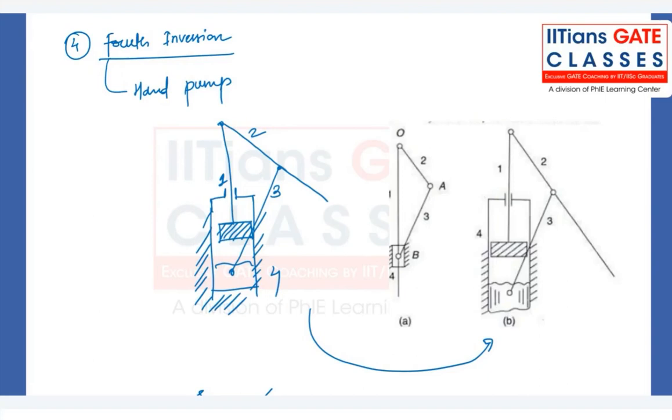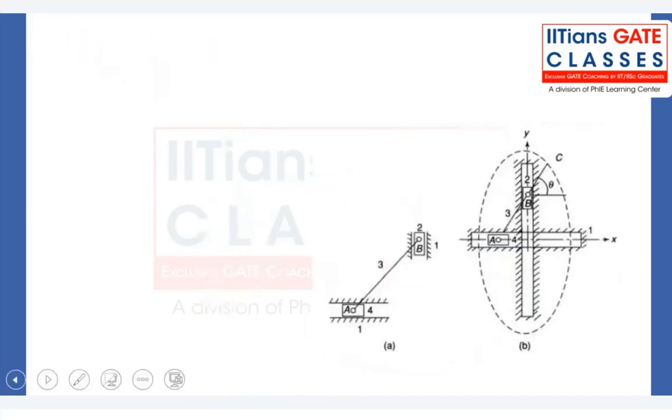So that's all about the single slider crank chain mechanism. Another kind of possible mechanism is the double slider crank chain.